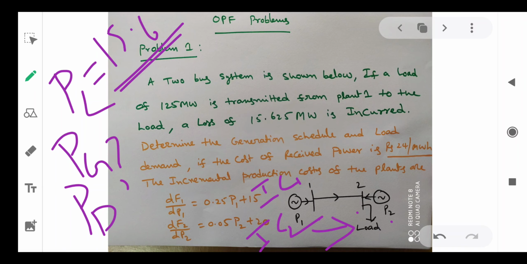From IC1 and IC2, the condition for optimal operation is IC1 equal to IC2 when line losses are neglected. When line losses are considered, we will use the penalty factors L1 and L2. So IC1 into L1 is equal to IC2 into L2 equal to lambda.